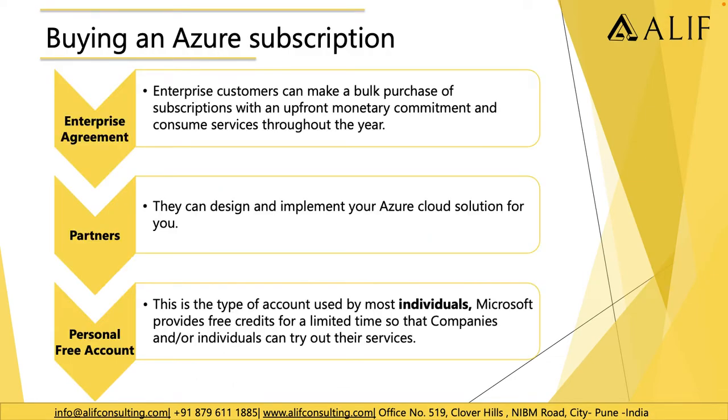Now, the next slide is about how to buy an Azure subscription. We have three ways to buy an Azure subscription. We can have an enterprise agreement. In that, we are going to commit an upfront commitment between you and Microsoft. And from there, you can have your multiple subscriptions created, and based on your usage, the usage across your subscriptions will be deducted from your commitment.